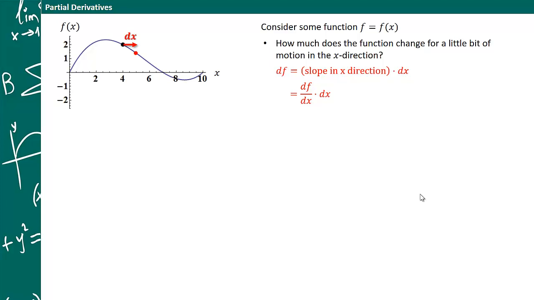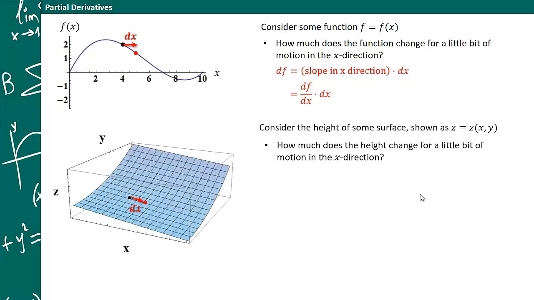Or I could write that as df dx, since df dx is the slope in the x direction, and then times dx, the little bit of distance in the x direction. So that's how we would think about how a function would change in one dimension. But what about multiple dimensions?